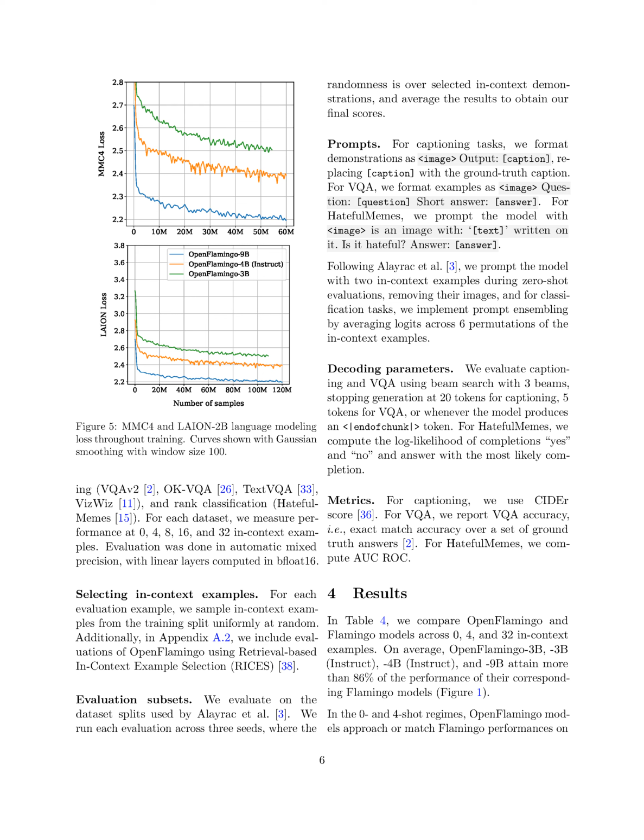We used different metrics for different tasks. For captioning, we used the CIDEr score. For VQA, we reported the VQA accuracy, which is the exact match accuracy over a set of ground truth answers. For hateful memes, we calculated the area under the receiver operating characteristic curve, AUC-ROC.